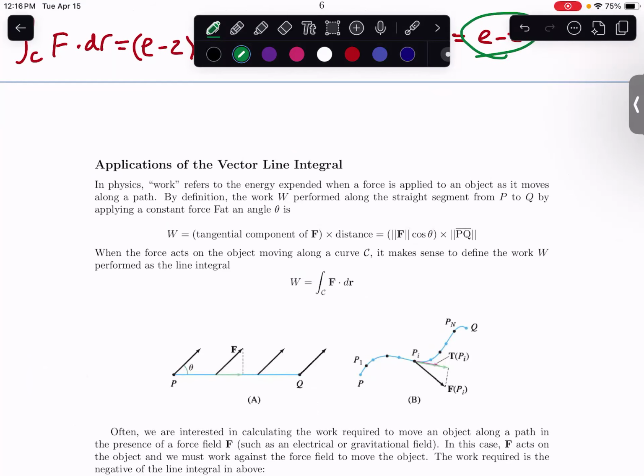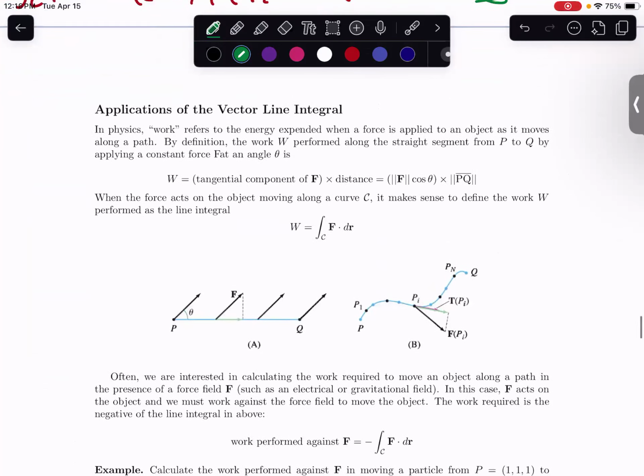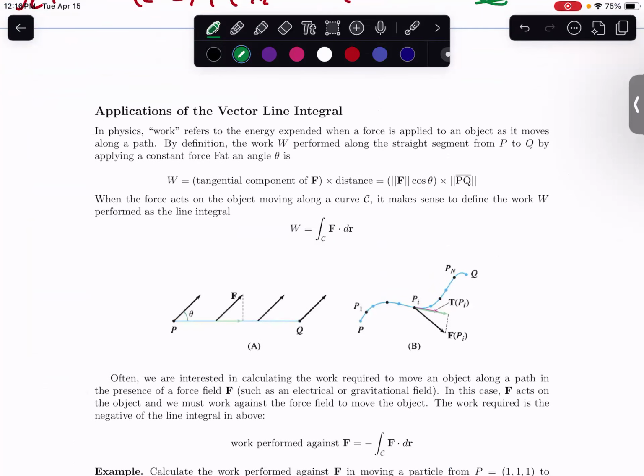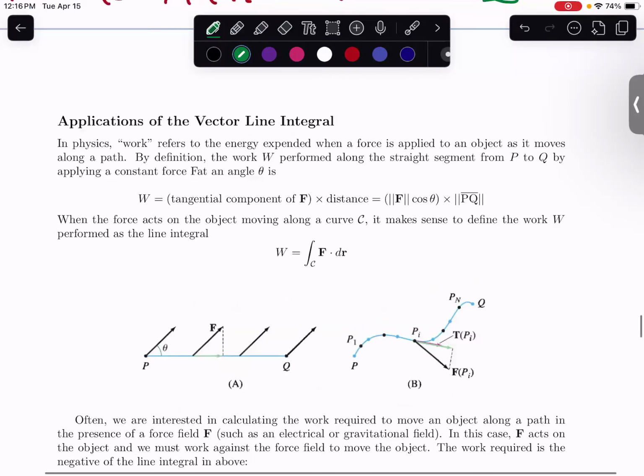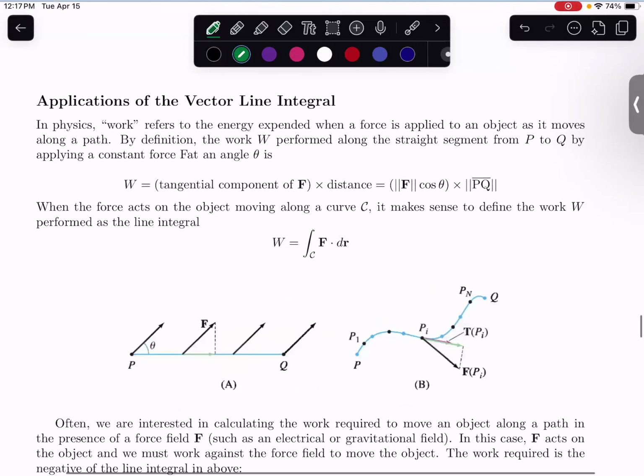Okay, so there's one more thing I wanted to touch on before going on to conservative vector fields, which is section 16.3. This is just the main application of the vector line integral. I haven't taken advanced physics or anything like that, but I know these vector line integrals show up all the time. So what are these vector line integrals telling us in terms of physics? We return to something called work, which, if you were in my Calc 2 class last semester, we talked a little bit about and how you can compute it using integration.